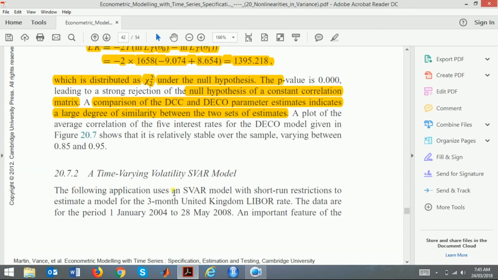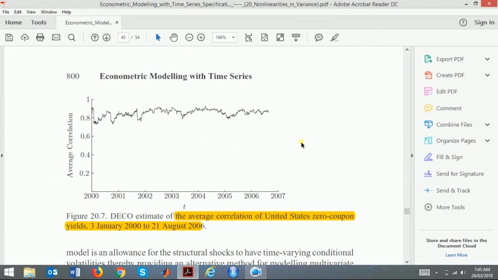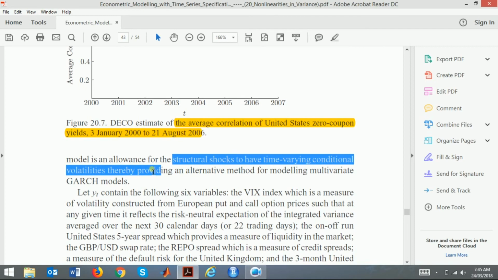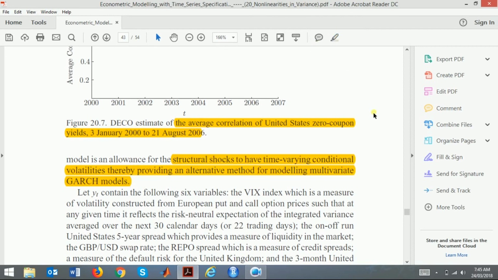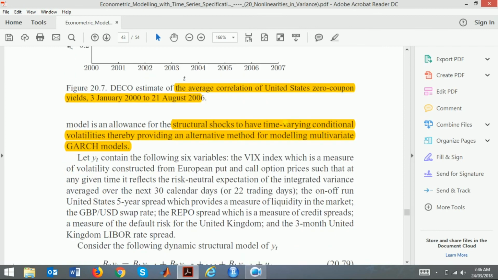Now a time varying volatility S bar model, the structural model. Let's see what the short run restriction is. Structural shocks have a time varying multivariate GARCH model, to have a time varying volatility method. Let YT include the VIX index. Okay, so we're talking about the VIX index now. This is an important example.